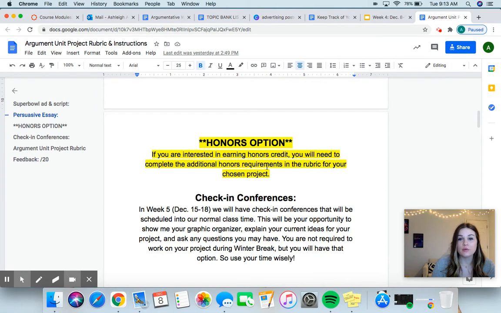For honors, there will be honors credit embedded into the final. So it's not going to be like where we had our poetry project and you had to do both poems. For this one, there will be specific honors options for each, either the ad or the essay. So no matter which one you choose, you will have an opportunity to get honors credit with your choice.